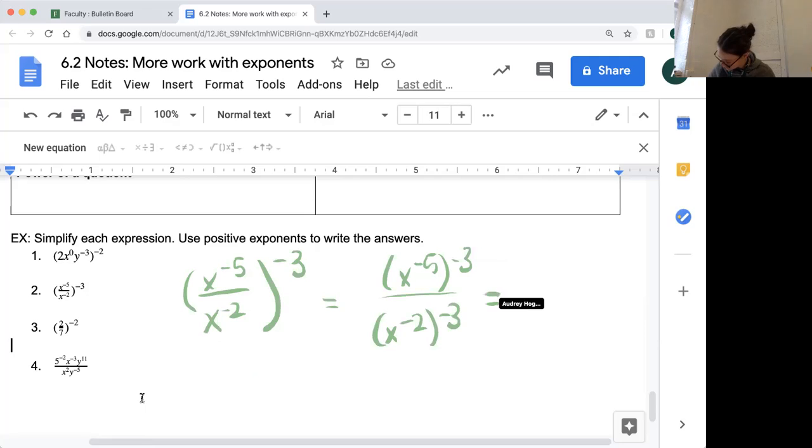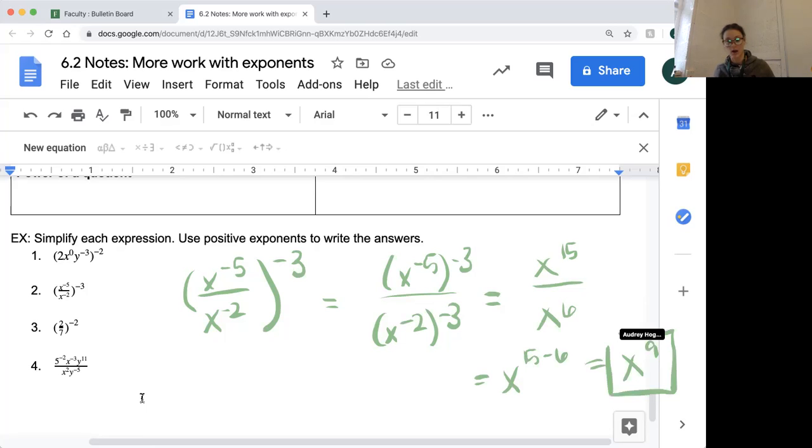Negative 5 times negative 3 is going to give me 15, x to the 15th over x to the 6th. And now I have division, and I'm going to use my product rule. So I know that this is going to equal x to the 15 minus 6, which is equal to x to the 9th for my final answer there.